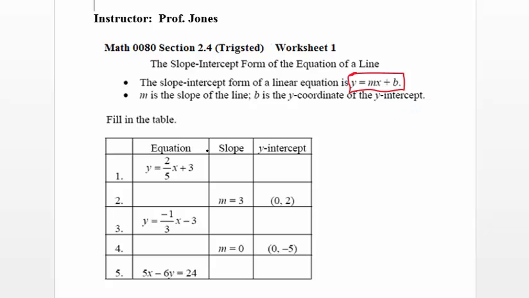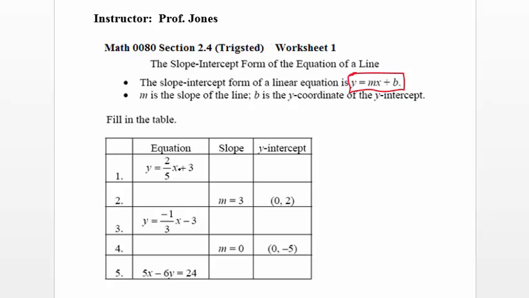So on this table, we have a slot for the line equation, the line slope, and the y-intercept of the line. And you're given some of the information and need to fill in the rest. So remember, y equals mx plus b is the form of a line equation that gives m as the slope. That's a measure of how the line is changing. And b is the y-coordinate of the y-intercept.